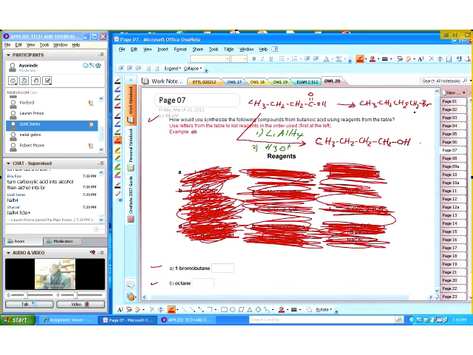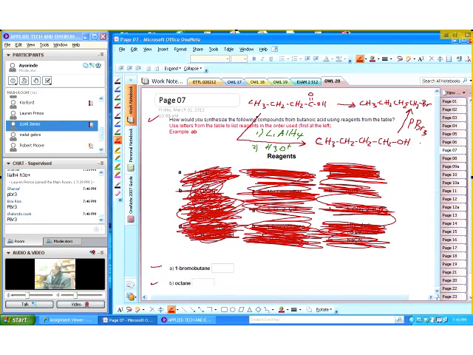Okay, then how do we go from this alcohol to the alkyl bromide? What reagent do we need? Oh, PBr3, phosphorus tribromide. See, I know that you guys do not need this table here. Okay, so that problem is solved.